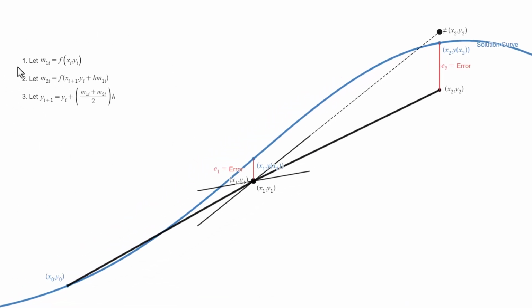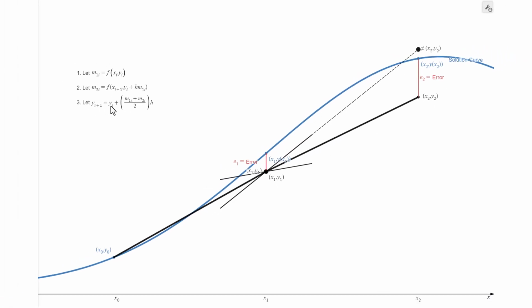So the entire algorithm is listed right here. We let m sub 1i equal f of x sub i, y sub i. We let m sub 2i, our second slope, be f of x sub i plus 1, also known as f of x sub i plus h, comma, y sub i plus h m sub 1. And then using those two computations, we'll average them out, multiply them by h, and add those to the last y value to get to the next y value. Let's go ahead and see this in action.